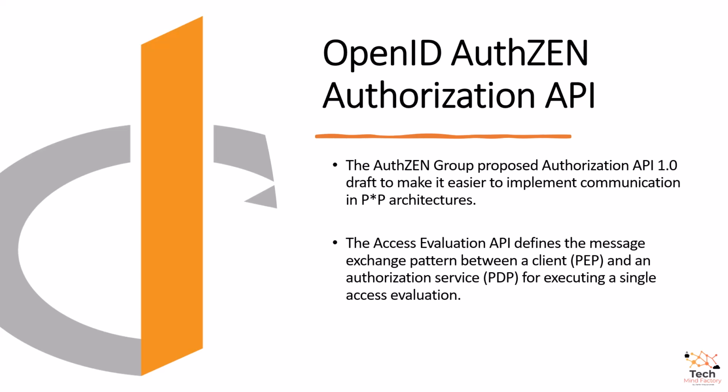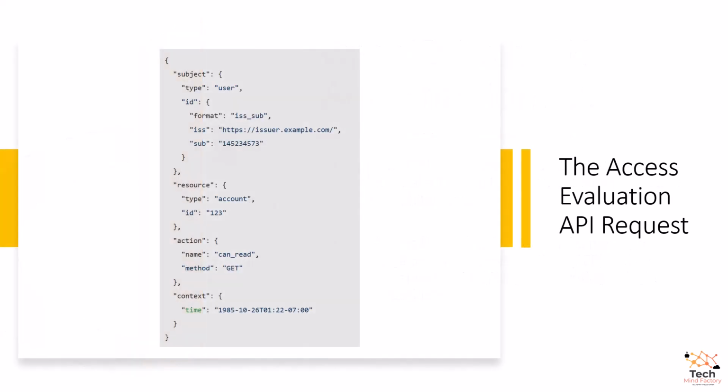Now, there is OpenID AuthZEN Authorization API. So the AuthZEN group proposed Authorization API 1.0 draft to make it easier to implement communication in P*P architectures. The Access Evaluation API defines the message exchange pattern between the client, so PEP or Policy Enforcement Point, and an authorization service, PDP or Policy Decision Point, for executing a single access evaluation. Here is the example of Access Evaluation API request. Let's discuss its structure a little bit.